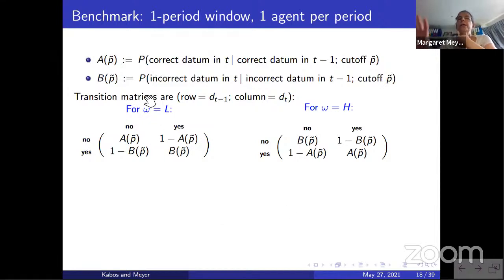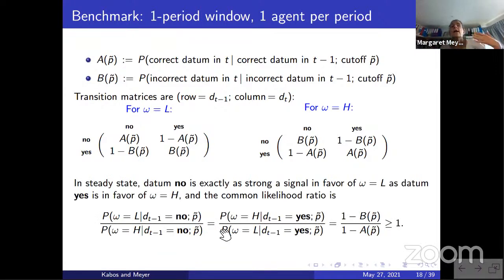These two functions entirely determine the transition matrices for each underlying possible state. If the state is truly L, this is the transition matrix where the datum generated in the previous period describes the rows, and the datum generated in the current period is the columns. And because of the symmetric environment and the symmetric strategies, this right-hand matrix is just a permuted version of the left-hand matrix where the row and column labels are permuted.